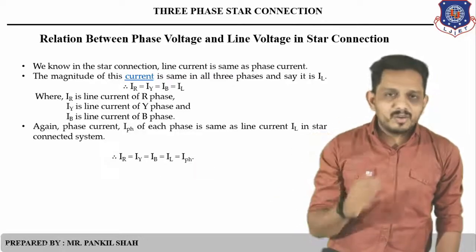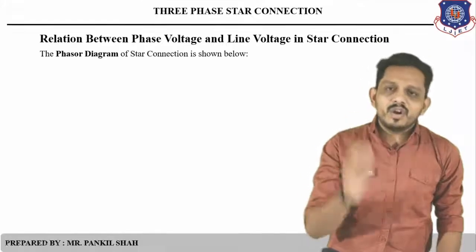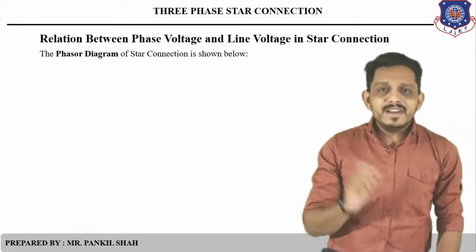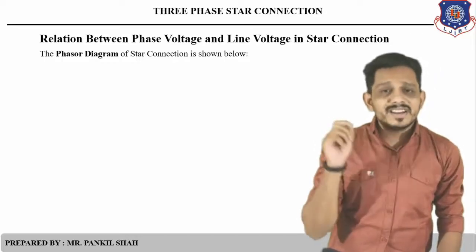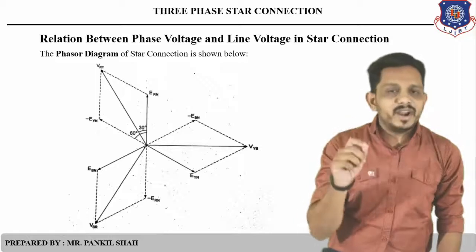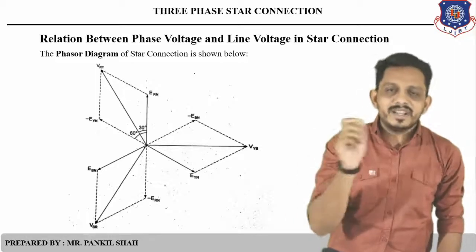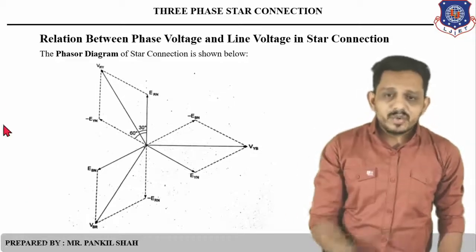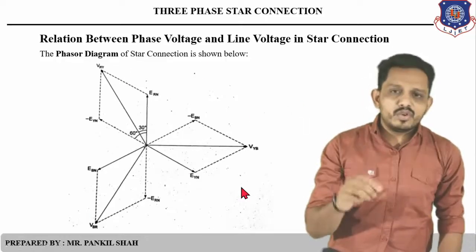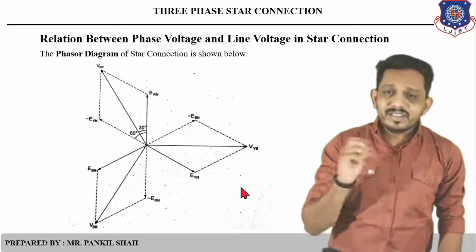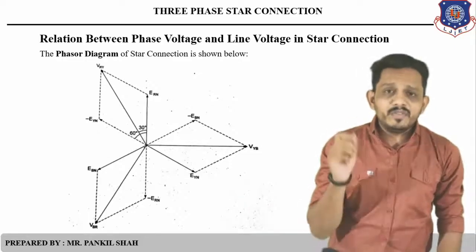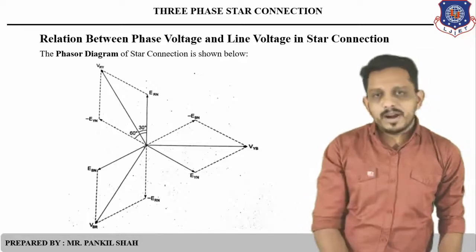So we have talked about the current. Now let's talk about the voltage. To find the relationship between line voltage and phase voltage, we must draw the vector diagram. From the vector diagram only we can find the relationship between line voltage and phase voltage. You can see this vector diagram. In this vector diagram, first you have to draw three lines. Which three lines? The three phase voltages. And we know that the three phase voltages are 120 degrees apart from each other.